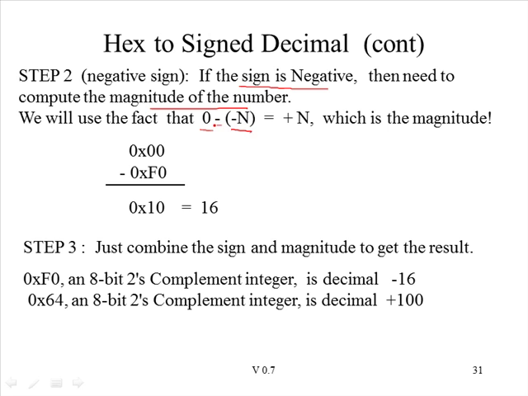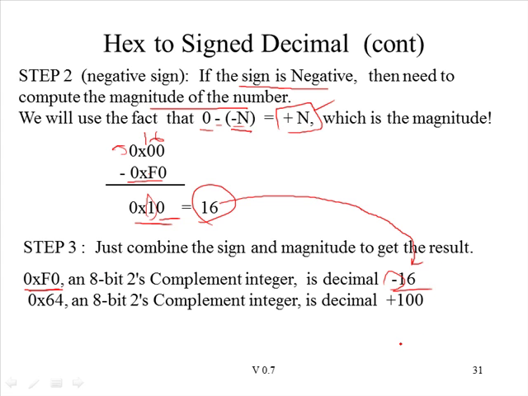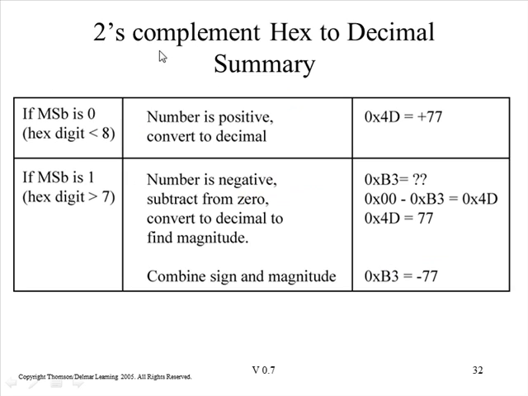Note that a 0 minus a negative n is going to be a positive n, which will give us the magnitude. So we started with an F0, and we said we know that that's going to be a negative number. So we're going to subtract that from 0 to get the magnitude. So 0 from 0 is 0. We need to borrow into this digit here, so 15 from 16 is a 1. Now convert this to decimal and we get 16, so the magnitude of this number is 16. So a hex F0 is going to be a minus 16 in decimal.